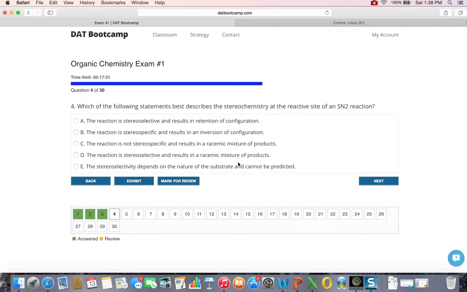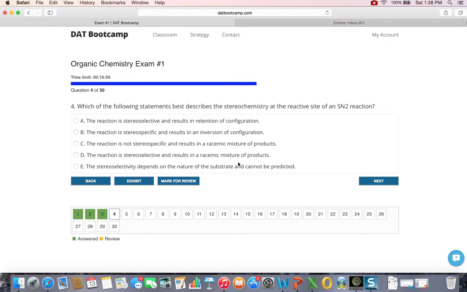Question number 4. Which of the following statements best describes the stereochemistry at the reactive site of an SN2 reaction? I am not very pleased with the answer choices because SN2 is not stereospecific. Stereospecific means that there's only one stereochemical result. There is net inversion of configuration, but not complete net inversion of configuration. And so I like B the best.